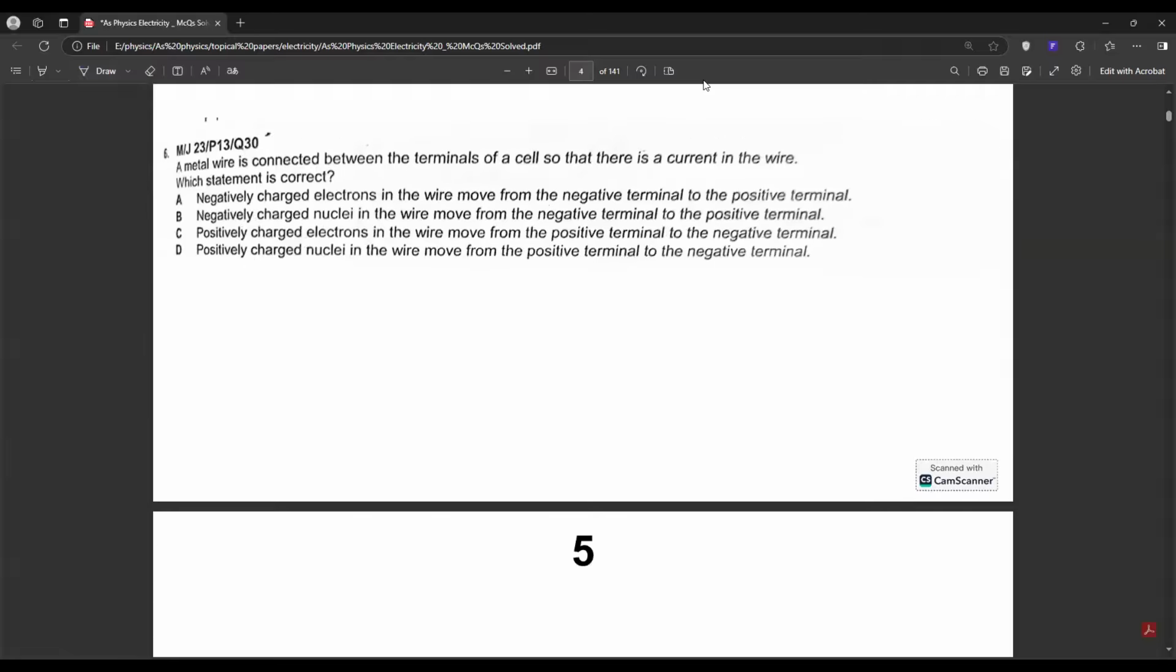Let's further move ahead. Let's see this. A metal wire is connected between the terminals of a cell so that there is current in the wire. Which statement is correct? Negatively charged electrons in the wire move from the negative terminal to the positive terminal. This is the correct statement. Electrons move from the negative to the positive terminal.